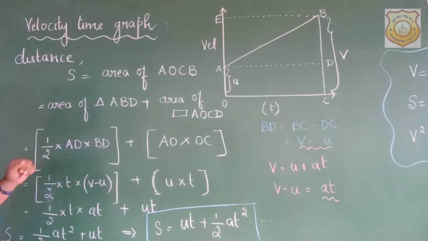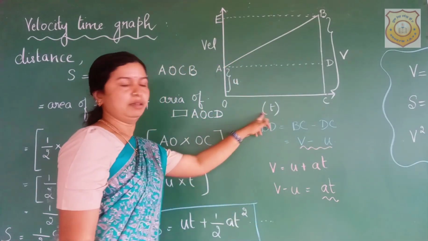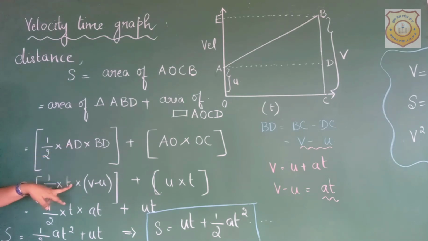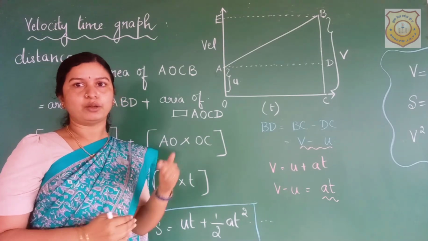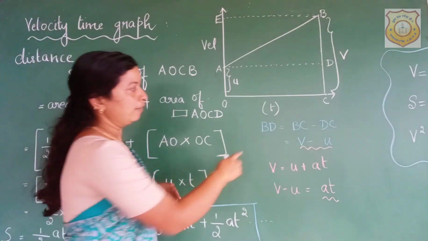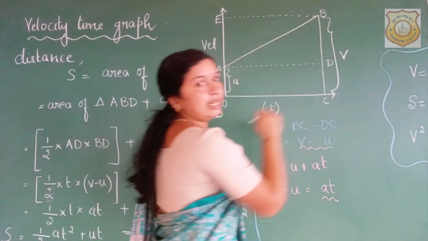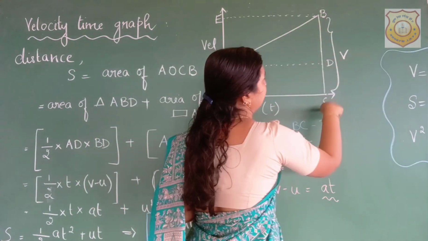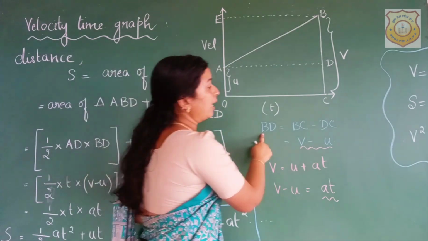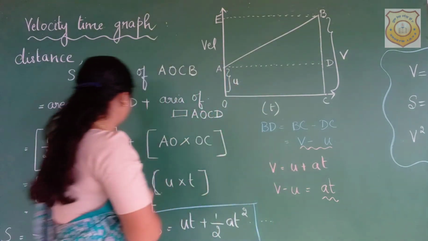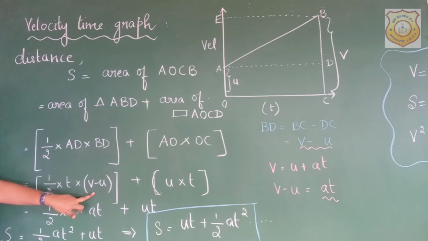Now if you see AD is nothing but equivalent to OC or T. So AD I have just substituted by T. And what is BD? Go back to the previous equation of motion where you derived V minus U equal to AT. We know that BD is nothing but BC minus DC. Alright? And BC is nothing but V and DC is nothing but U. So instead of BD, I can write it as V minus U. So here I have substituted the value of BD by V minus U.